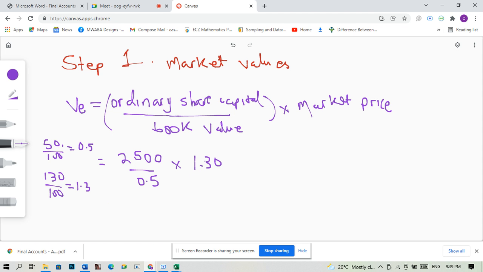Okay, so we get our calculators and do the calculations. So we're going to say 2,500 divided by 0.5, we get 5,000. Okay, then we say 5,000 times 1.3, we get 6,500 kwacha. So this is the market value of equity, all right? Market value of equity.